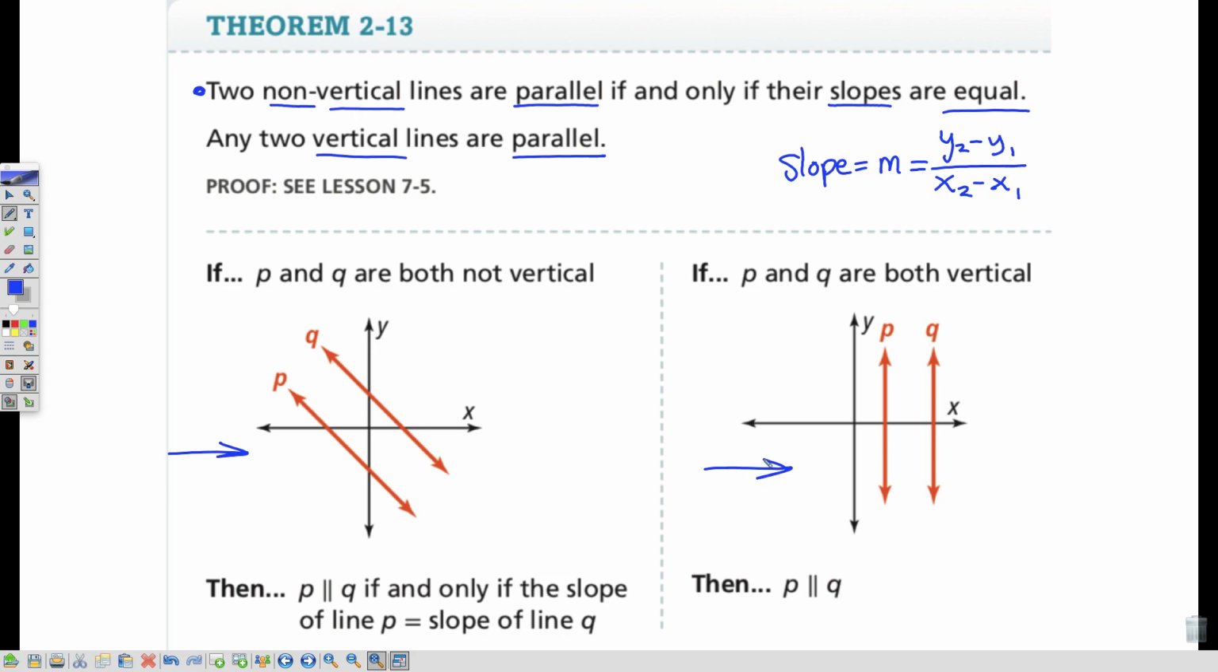Thank you. Okay. So what are we going to be looking for when we're looking for parallel lines? We're looking to check if their slopes are equal. Okay, that's the big thing. If their slopes are equal, they're parallel. So we're going to be finding lots of slopes today.